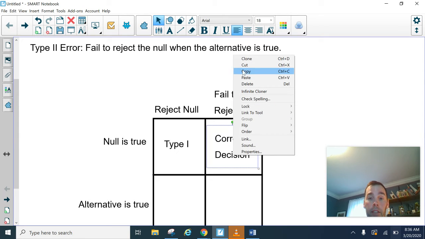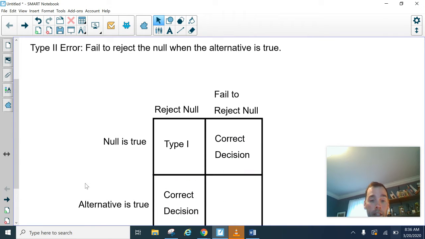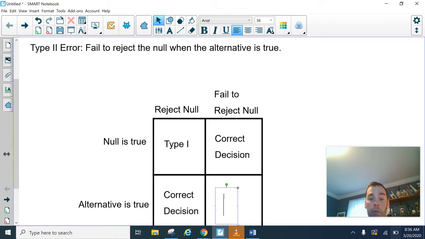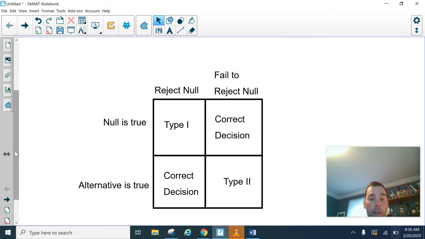So what I'm going to do here is just copy this and put that right there. So that's the correct decision. And the last one down here, the alternative is true, but I don't reject the null. Well, that would be the type 2 error. And that's what's happening there. So that's a type 2 error right there. So that's a little simple grid that shows us what's happening.